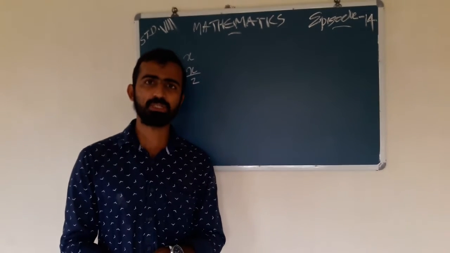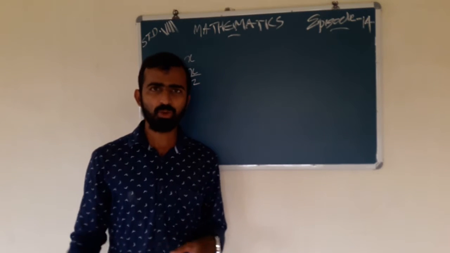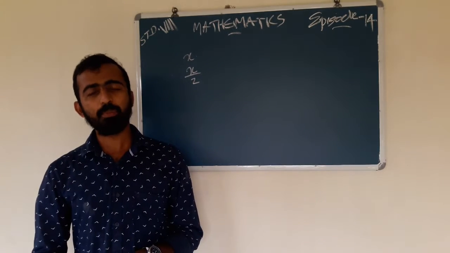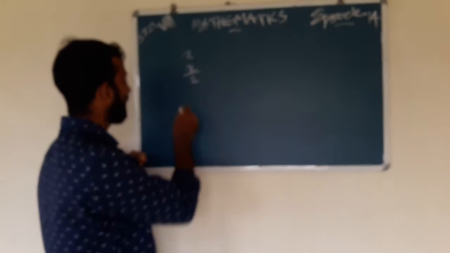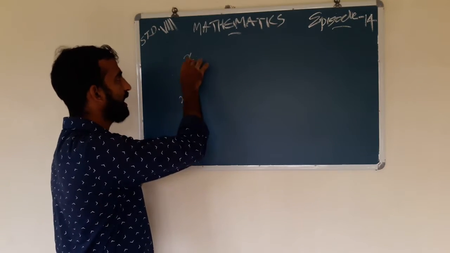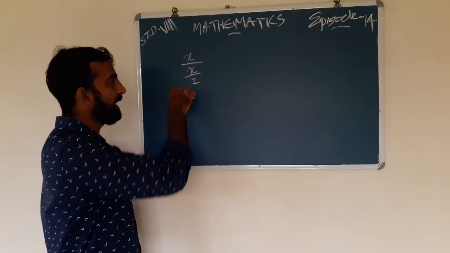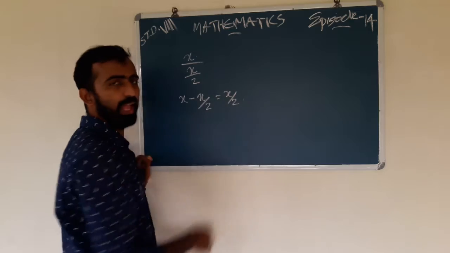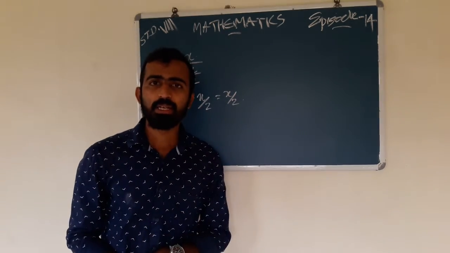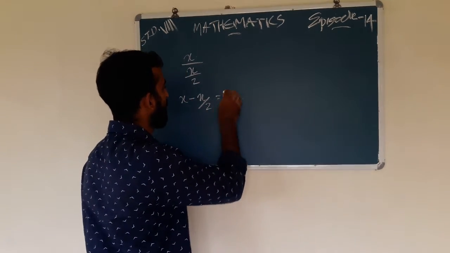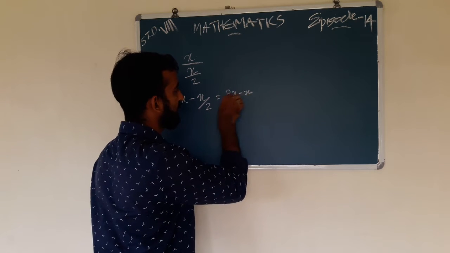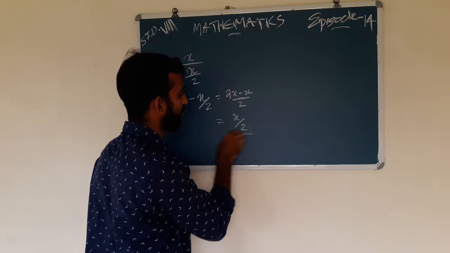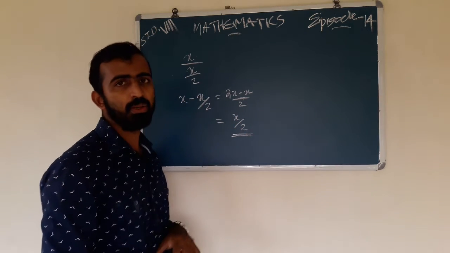What is the next condition? According to the question, we can write the remaining deer. Remaining deer means the total number is x and grazing deer is x by 2, that is x minus x by 2. We get x by 2. That is, we can also write (2x minus x) by 2, which is x by 2.